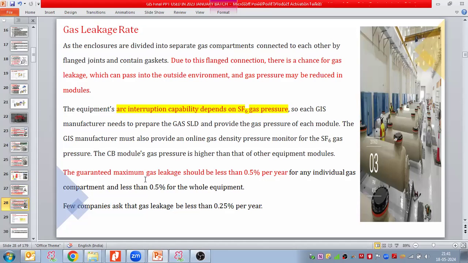The guaranteed maximum leakage should be less than 0.5 percent per year. So we take this guarantee from the GIS manufacturer. They need to confirm that the maximum gas leakage will not go more than 0.5 percent for any individual gas compartment and for the whole equipment as well. This is as per Indian practice, but a few countries ask for 0.25 percent per year from the manufacturer. Like if you go to the UK, National Grid asks for 0.25 percent per year gas leakage from the GIS manufacturer. But in India and most Asian countries, we go with 0.5 percent per year. So the gas should not leak beyond this.